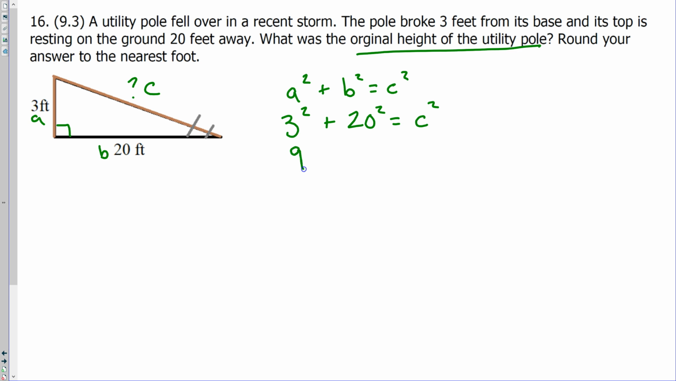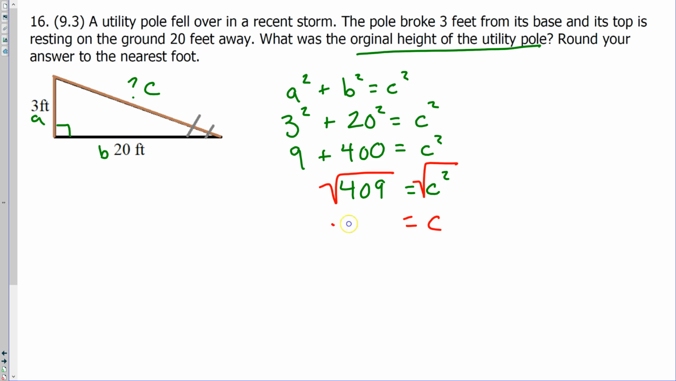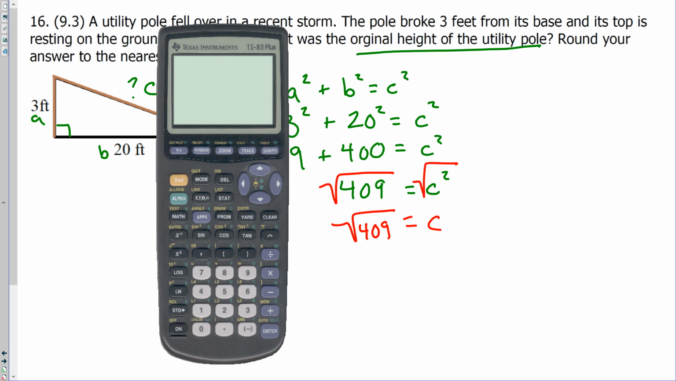So 3 squared is 9. 20 squared gets me 400. I need to add those up. That's 409 equals c squared. But I want c by itself, no power 2. So to undo the power 2, you're going to square root it. So I'm calculating the square root of 409. You need to make sure whatever calculator you're using, you know how to type that in. Sometimes that may be a secondary menu option. So second, square root, 409.